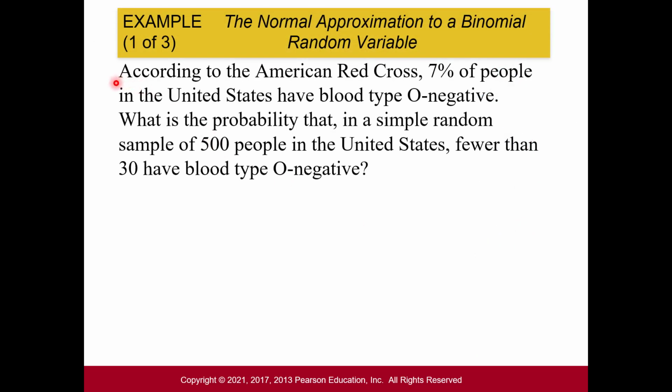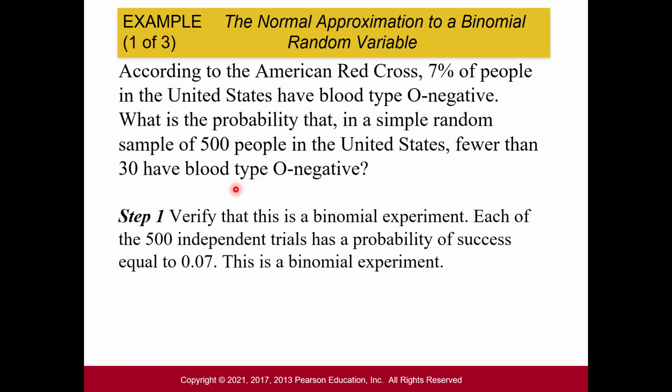So taking a look at our example here, according to the Red Cross, 7% of people in the United States have blood type O negative. What's the probability that in a simple random sample of 500 people, fewer than 30 have blood type O negative? First, let's verify that this is in fact a binomial experiment. Each of these 500 independent trials won't affect each other, and they all have the same probability of success, 0.07. The only success is they have the blood type, and failure is they don't have the blood type. Those are the only outcomes. So this is a binomial experiment.